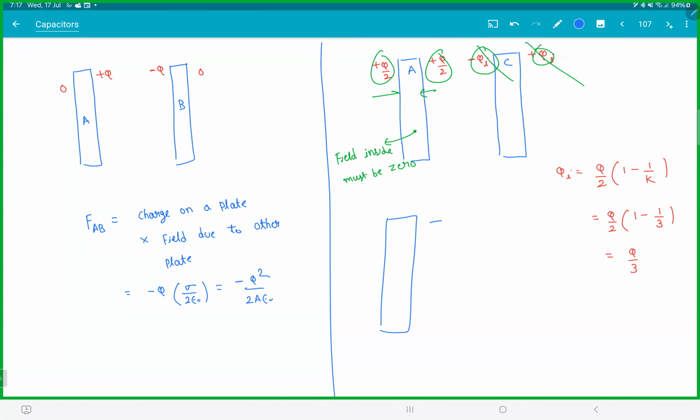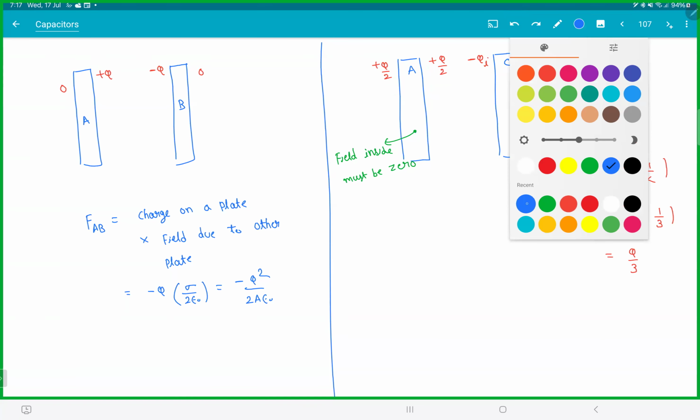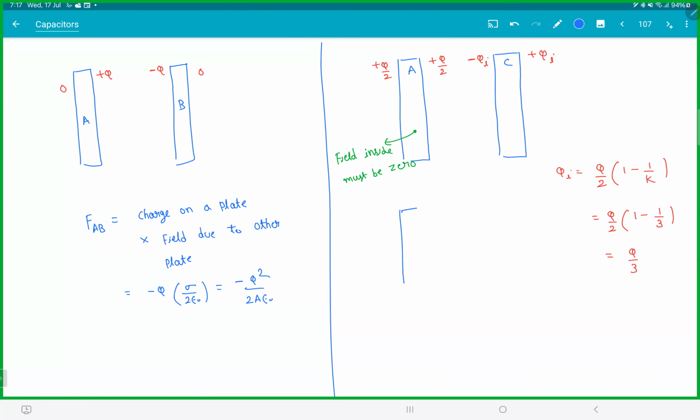For example, if all the charge is here, plus Q, this is anyway neutral, so this guy is gone, useless. So due to this Q, there will be a field on the left-hand side, isn't it? So there should be an equal and opposite charge on both the faces so that the field inside the conductor is 0. So this is how the charge distribution would be. Q by 2, Q by 2, minus Q by 3, plus Q by 3.